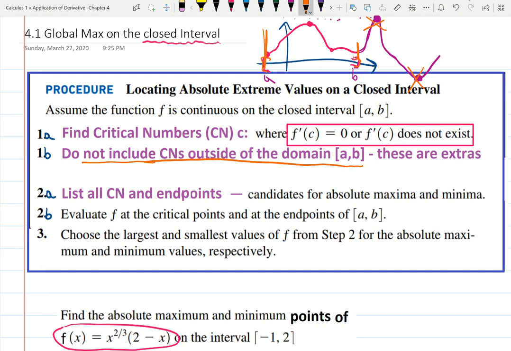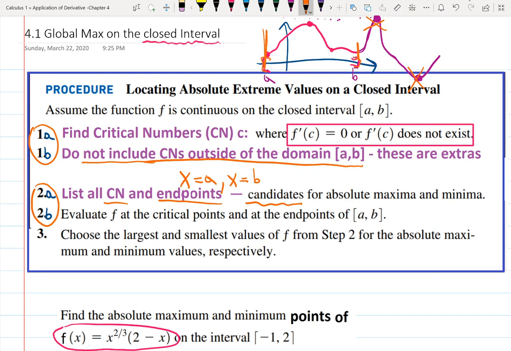So that's my step 1a and 1b. Find all possible points and then just make sure you don't include extras. 2a and 2b is creating a list. Create a list of all critical numbers you just found plus endpoints. My endpoints are a and b, right? So you can even write down x equals a, or maybe it's t or whatever variable you have, x equals b. Those will be candidates for absolute maxima and minima, just candidates. We still need to check which one will give you the biggest output and which one will give you the smallest output.